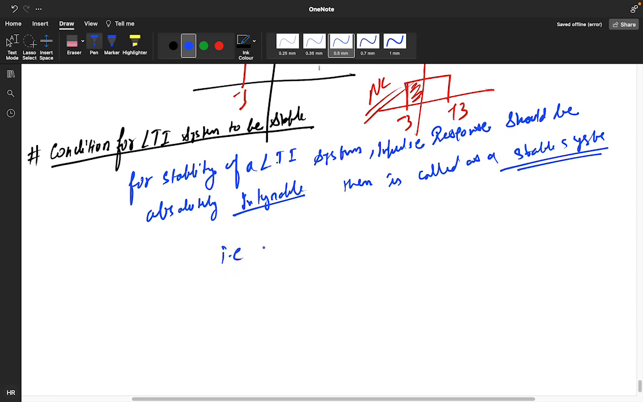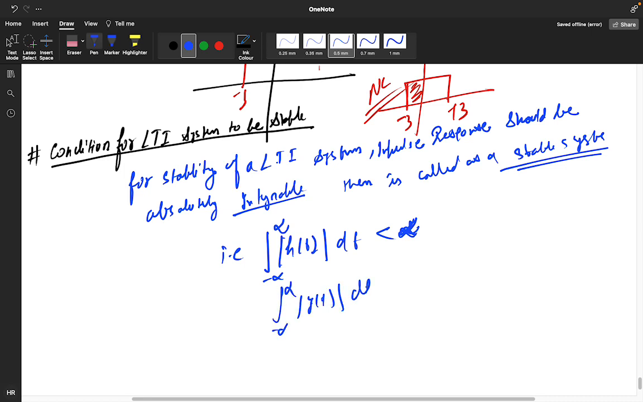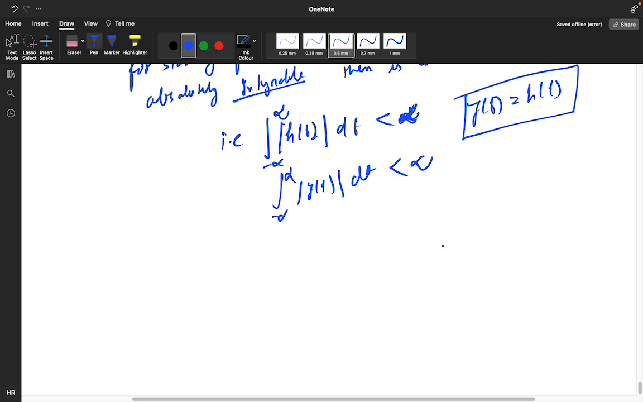So that is integral from minus infinite to infinite of mod h of t dt should be lesser than infinite. And this can be written as integral from minus infinite to infinite of y of t dt lesser than infinite, because at impulse response y of t is equals to h of t. So you need to check whether the LTI system is stable or not.